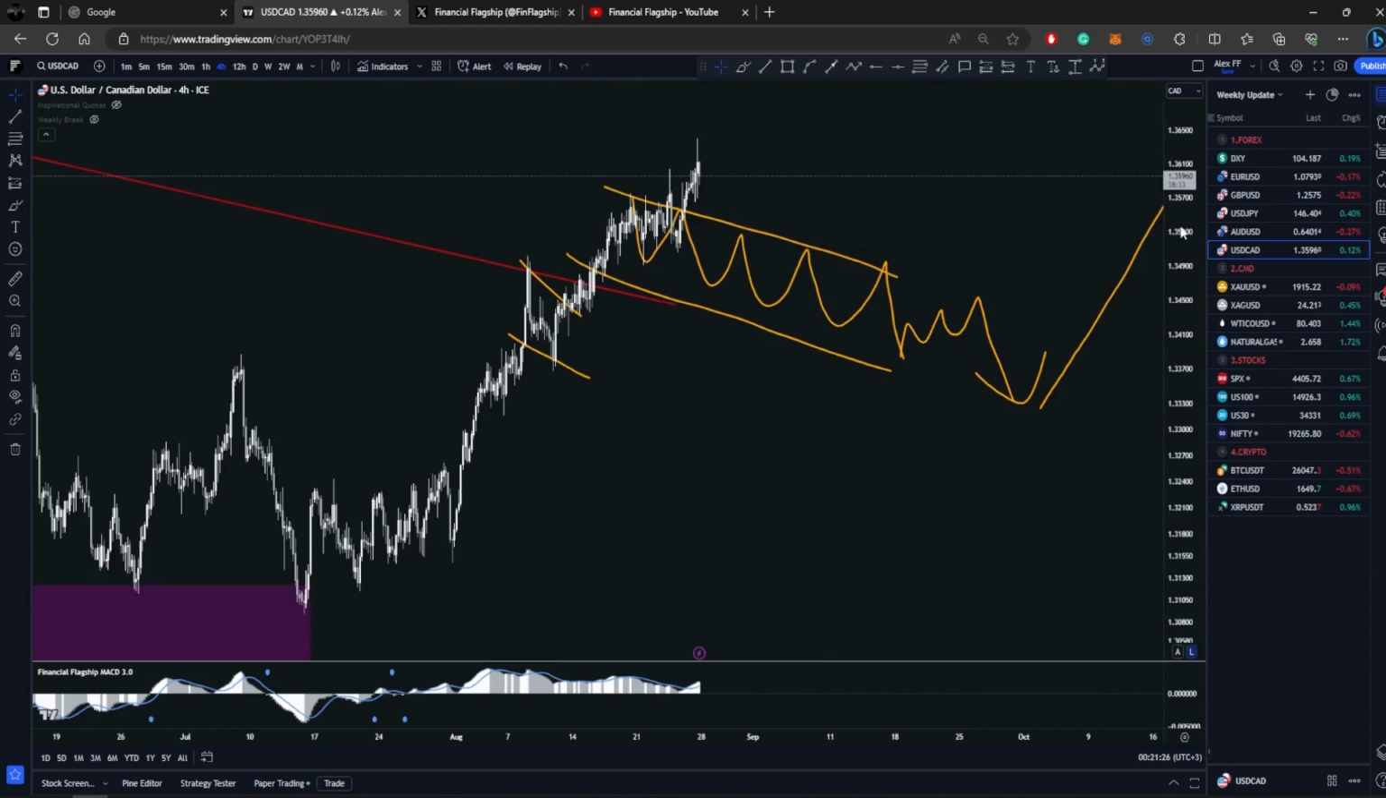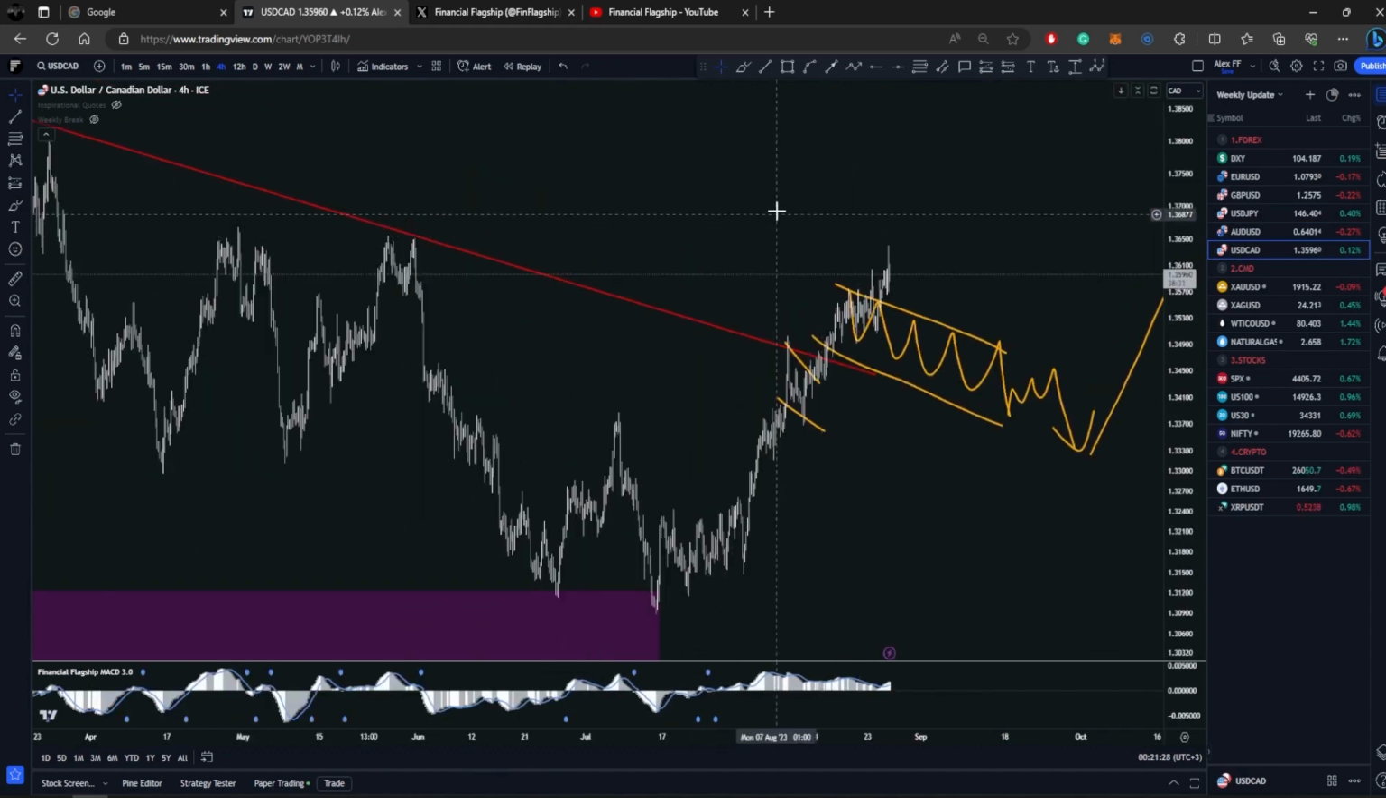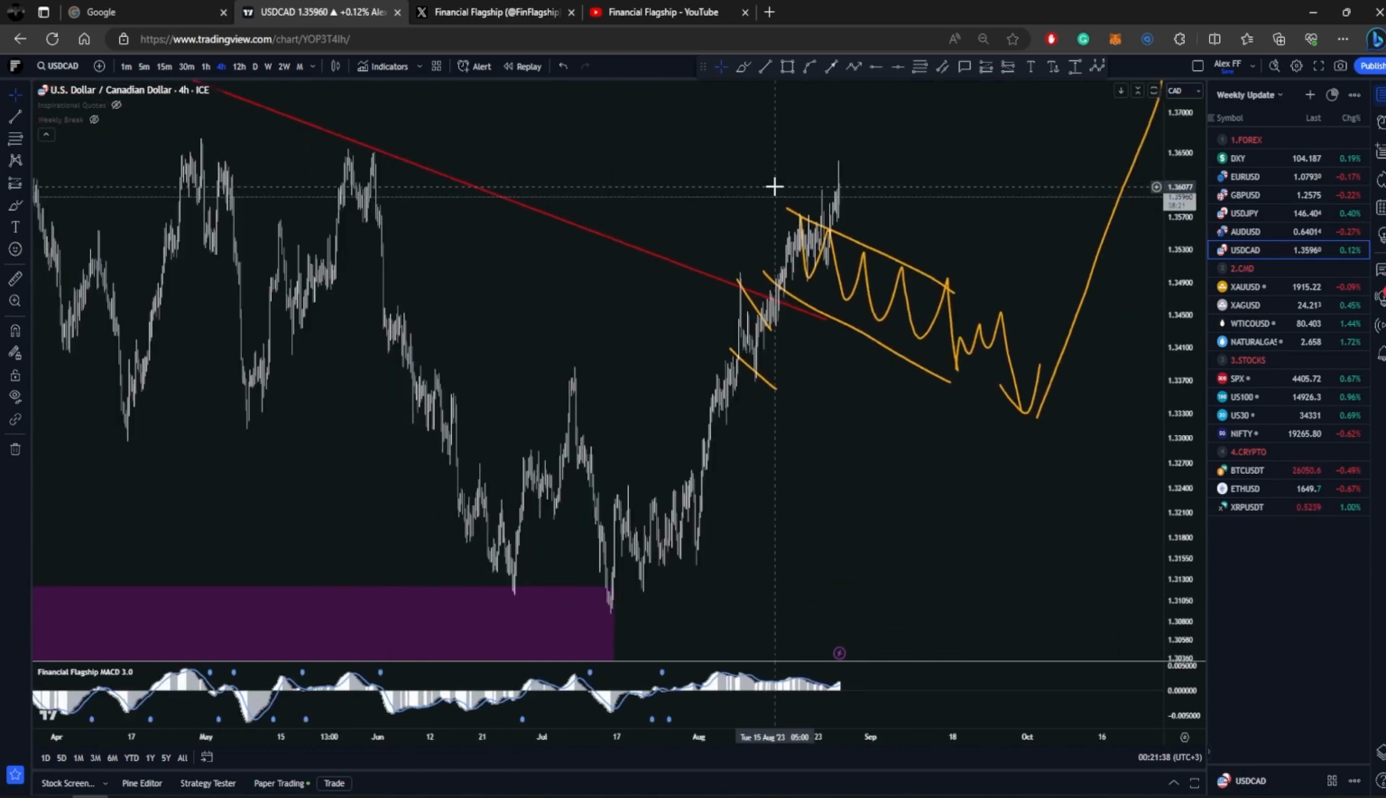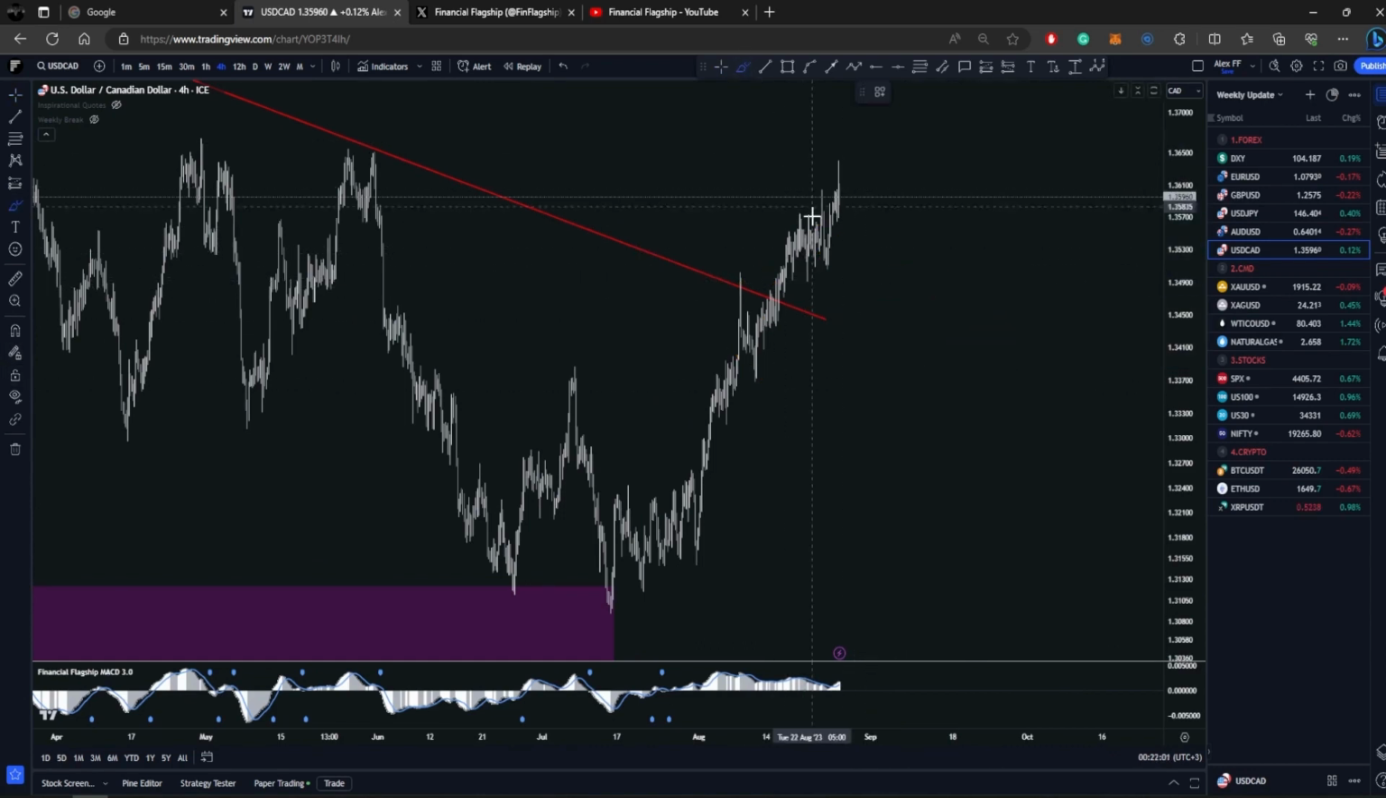For dollar CAD, last week I was expecting the price to make a pullback or a consolidation here above the trend line. So the way things are looking right now, the price made the consolidation, but it was a small one. Let me delete the drawings here. So like I was saying, I was expecting here a deeper pullback and then a move towards the upside, but instead the price made a small correction here and then went back up.